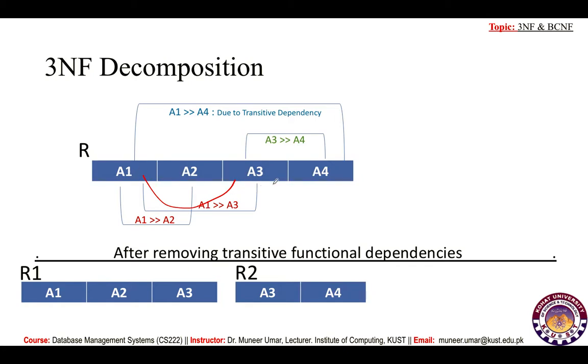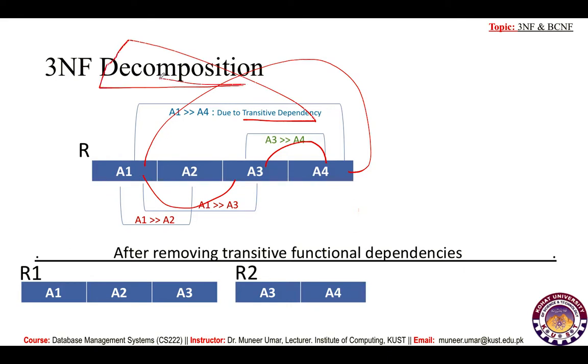And there is another functional dependency, that A3 is determining A4, or the program name is determining the program credits. So we have two dependencies, and due to these two dependencies, we have a third dependency, that is transitive dependency, that A1 will also determine A4. So the student ID will also determine the program credits. Now we must eliminate this transitive dependency from this table by the process of decomposition.